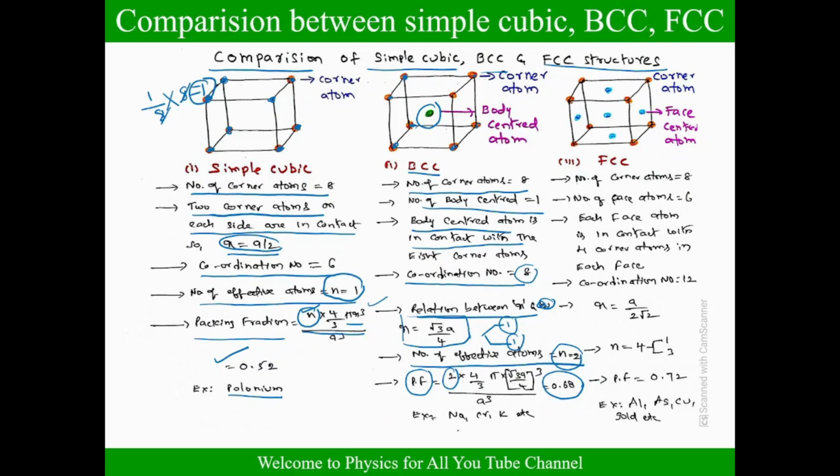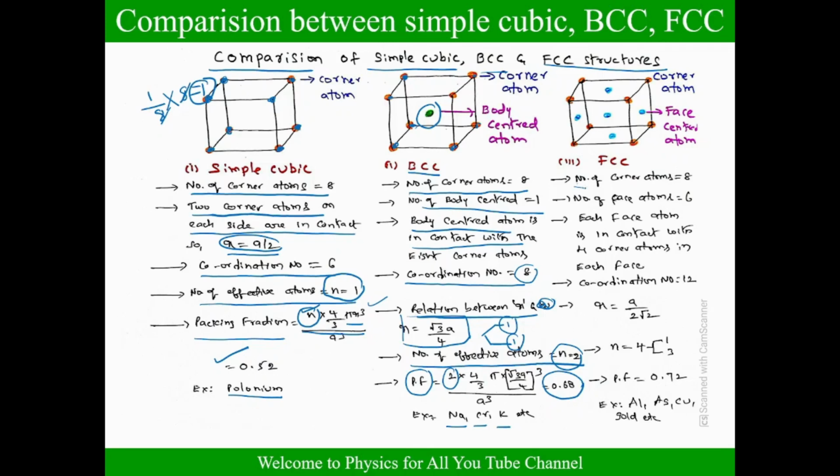Examples for the BCC structure are sodium, chromium and potassium. Now we will discuss the FCC. As per the definition, FCC indicates a face centered cubic structure.